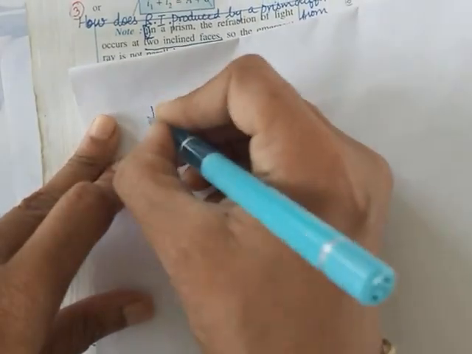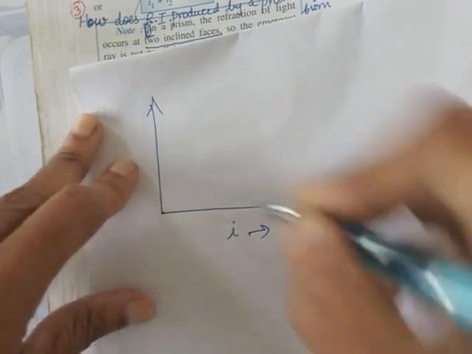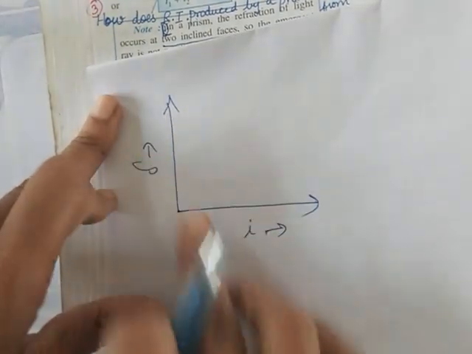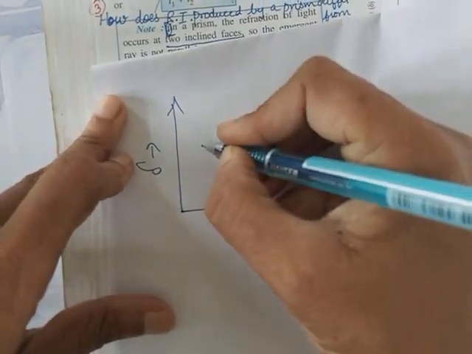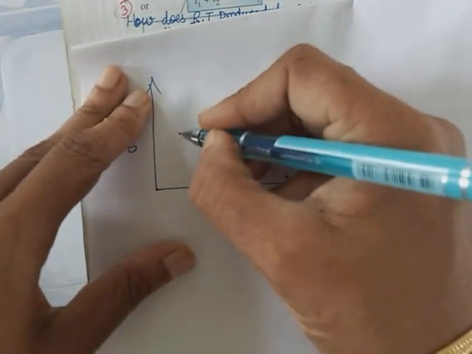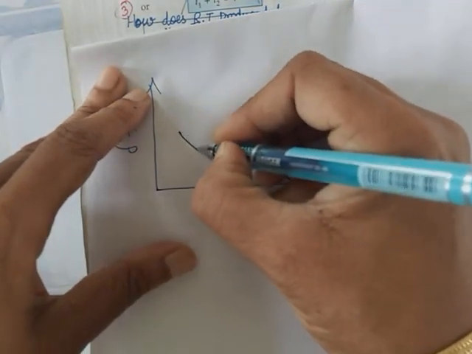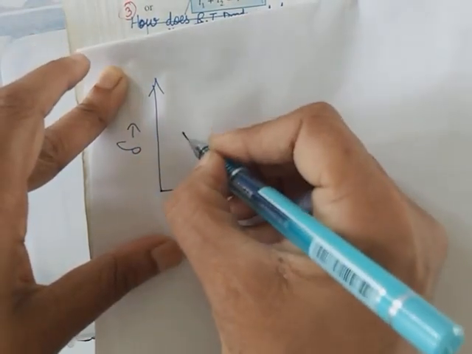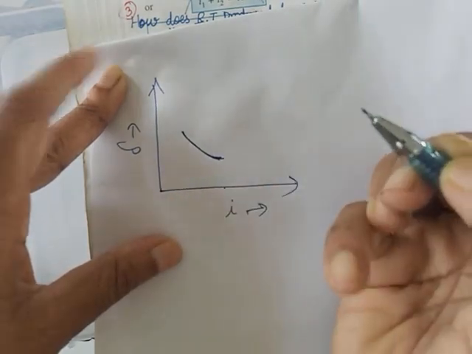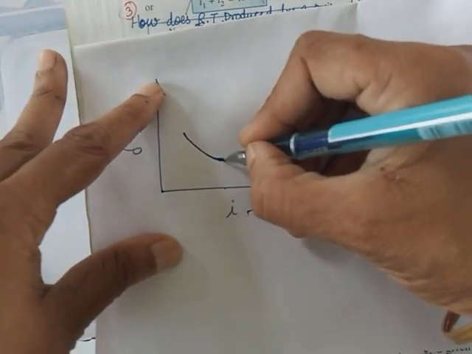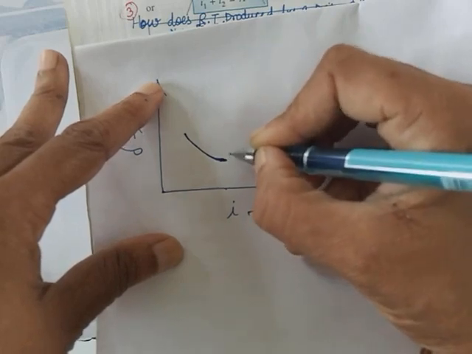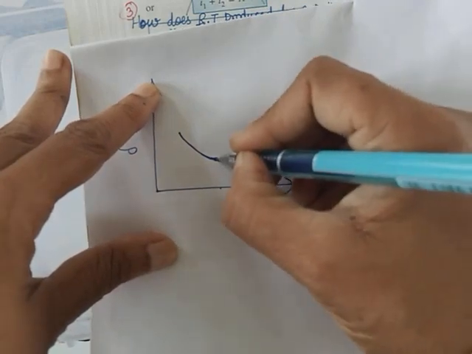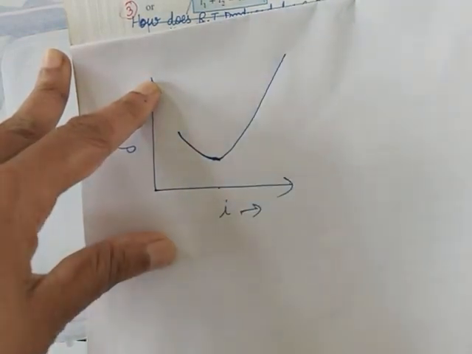This is a graph between angle of incidence and angle of deviation. We are going to see the variation of angle of deviation with respect to angle of incidence. Up to a certain angle, when the angle of incidence increases, angle of deviation will decrease. So your graph will go like this. It's an inverse graph. Then it will reach a minimum point. That point is called angle of minimum deviation. We'll come to that later.